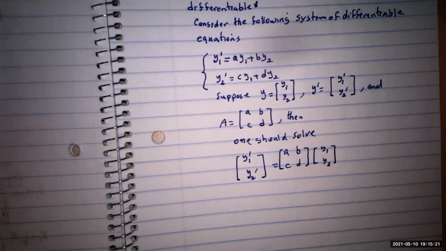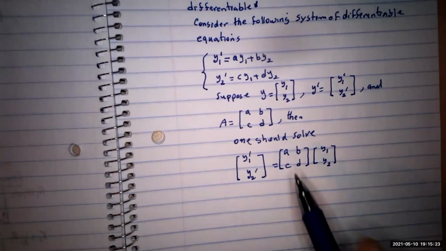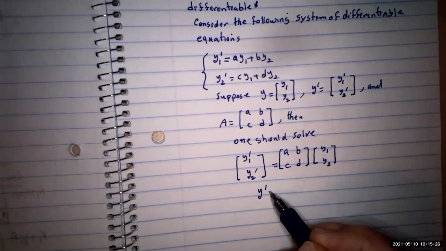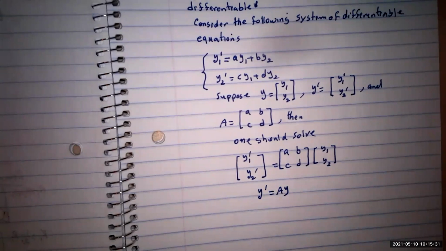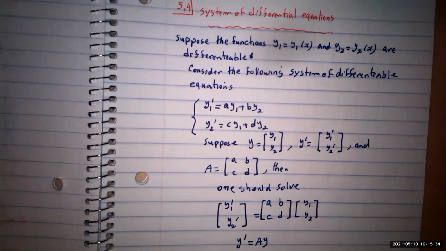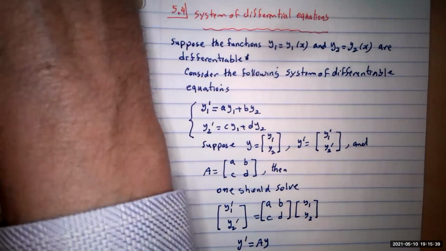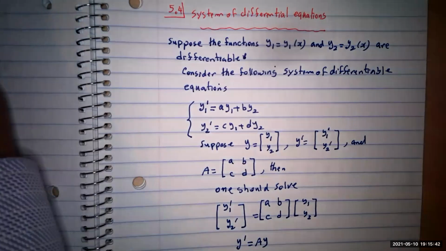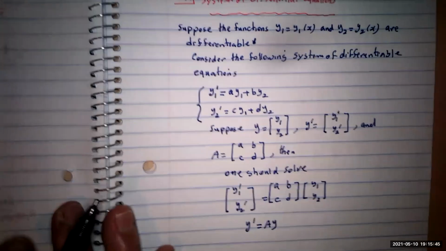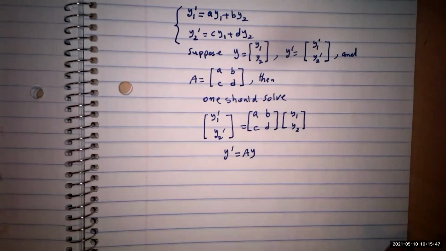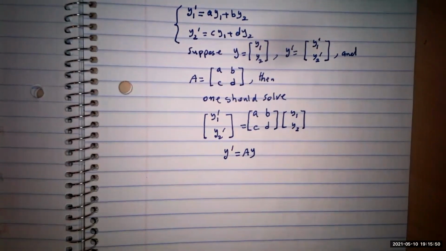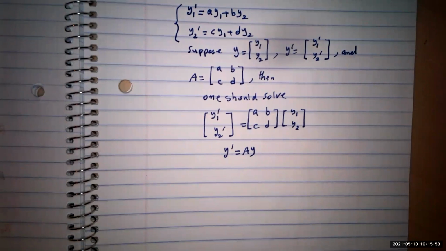Okay, so this is going to be y prime, and this is going to be A times y. So the matrix form of the given equation is going to be in this form. Now, this is going to be a kind of linear equation, if you like, from the differential equation point of view.